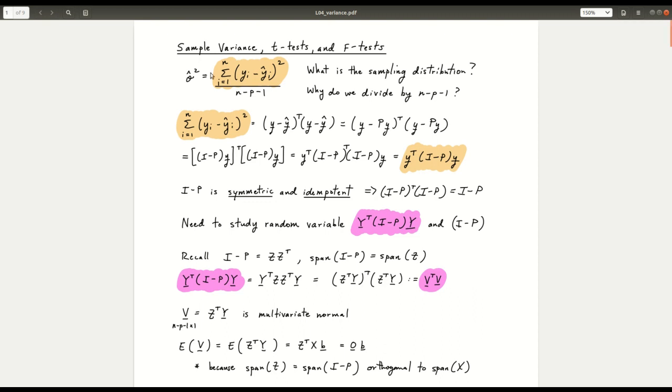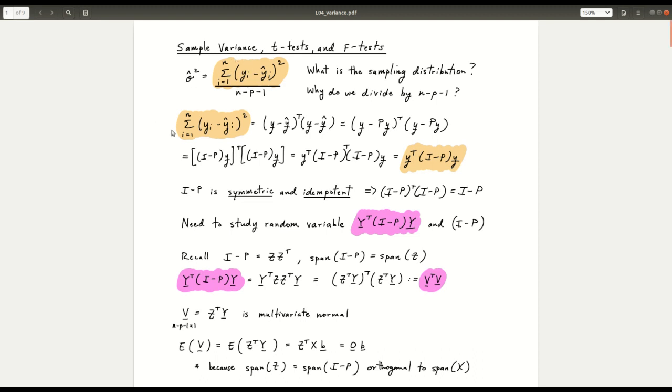So the question is, this is an estimate, and we want to perhaps do hypothesis testing for this parameter, sigma squared, which means we have to work out its sampling distribution. And we'll also address this question of why do we divide by n minus p minus 1 instead of, for example, dividing by n, which is the number of terms in the numerator.